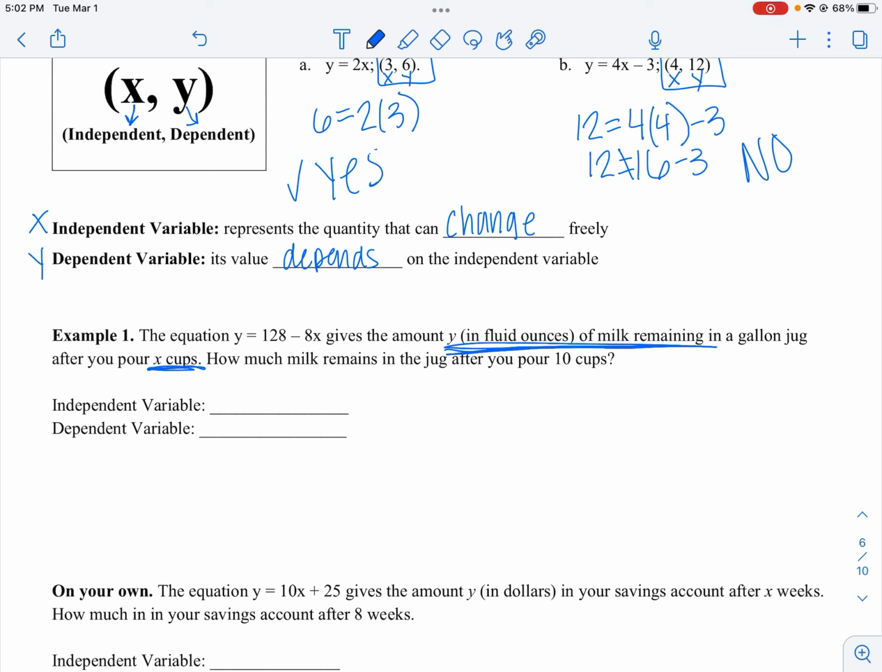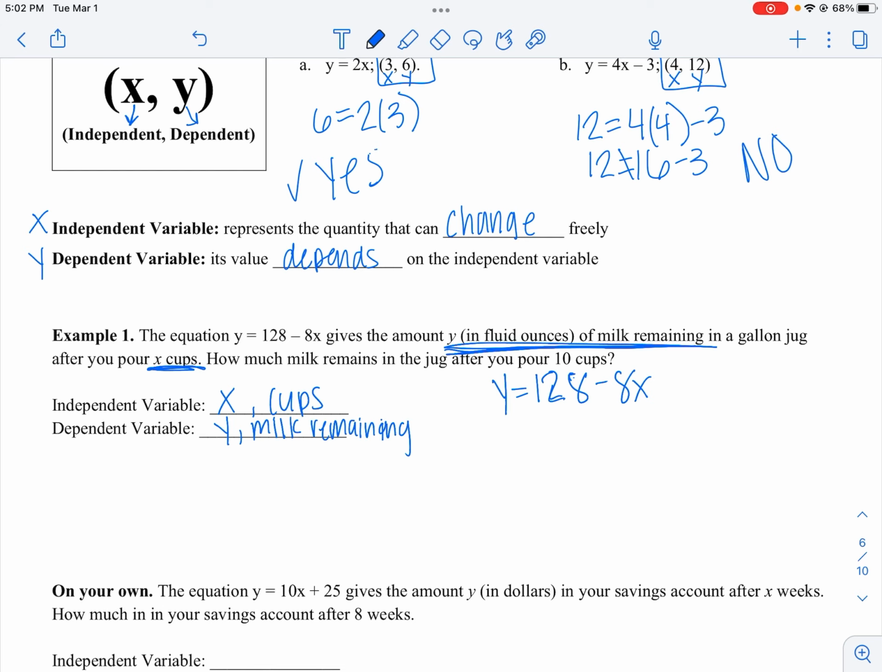So our x, or our independent variable, is cups. Our dependent variable, which is our y, is milk remaining. So it's milk remaining after we pour a certain amount, which is in fluid ounces. So we have our equation, y equals 128 minus 8x. And our question is, how much milk remains in the jug after you pour 10 cups?